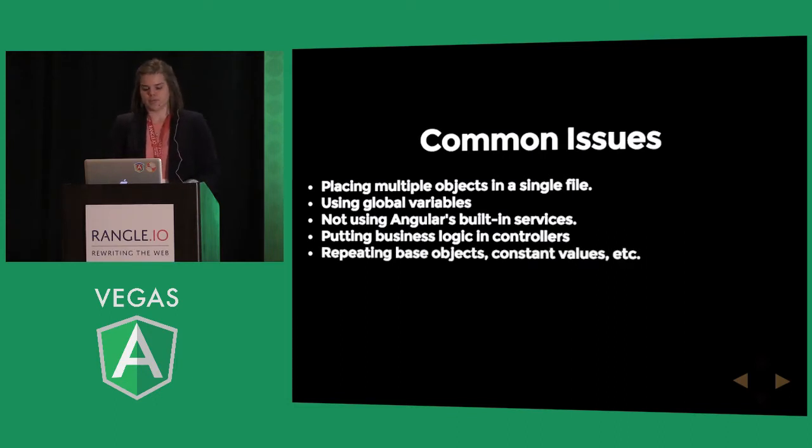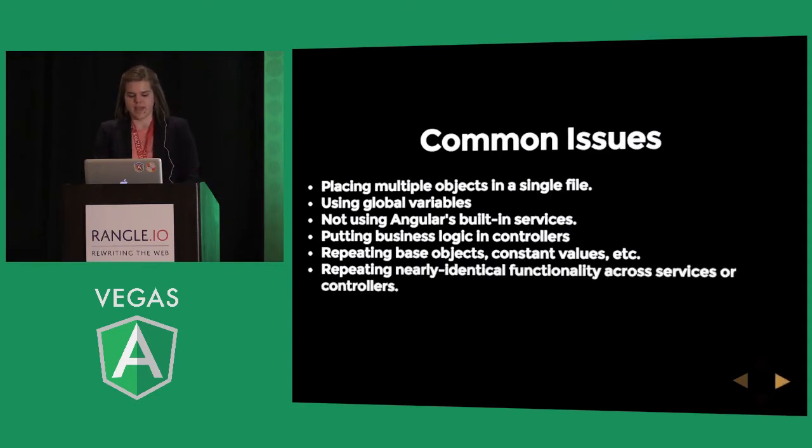There's also repeating base objects, config objects, constant values, things like that, and repeating a lot of functionality throughout different controllers or different services. So, with all of these issues, what is the best way to get around them, and how do you most effectively mitigate some of these problems?